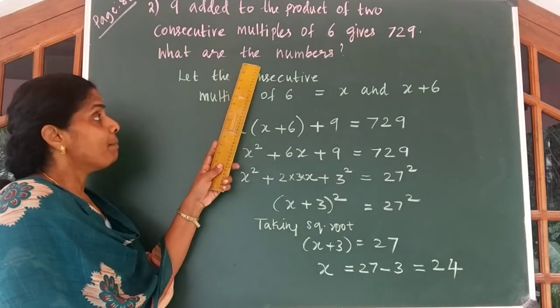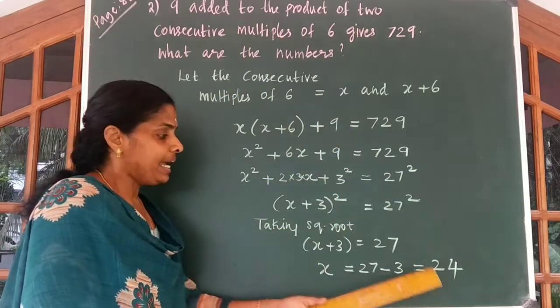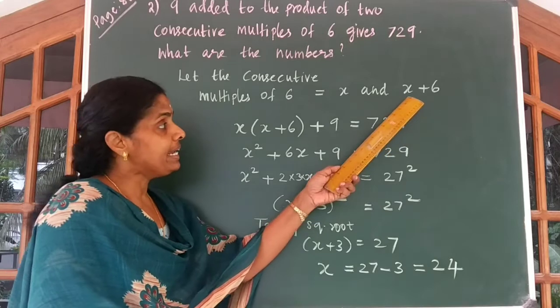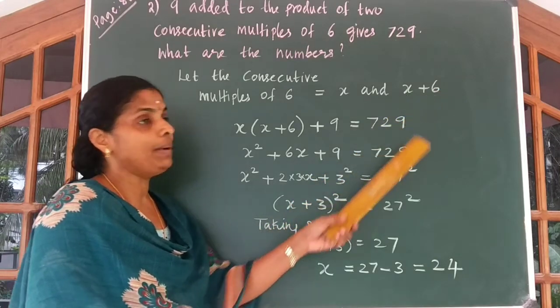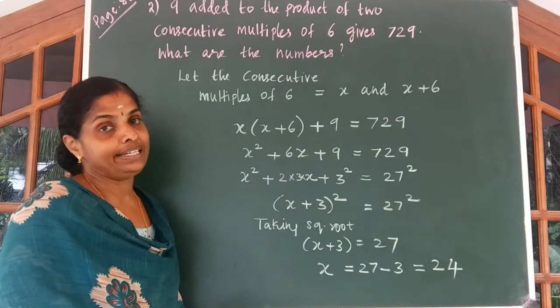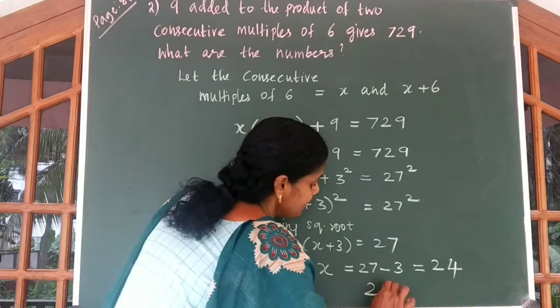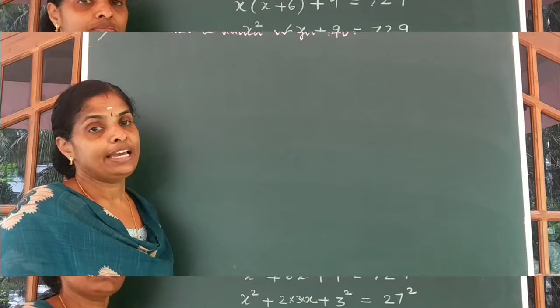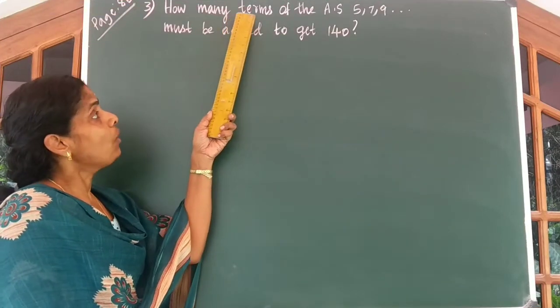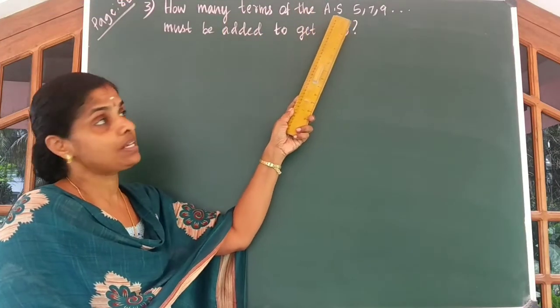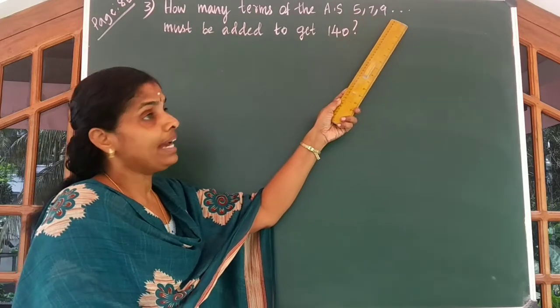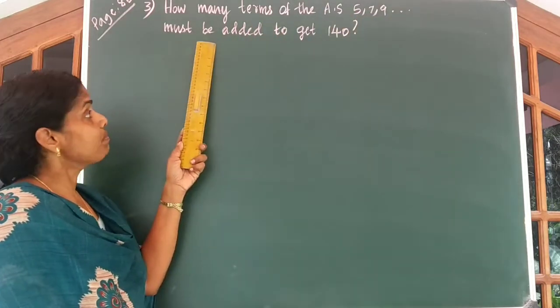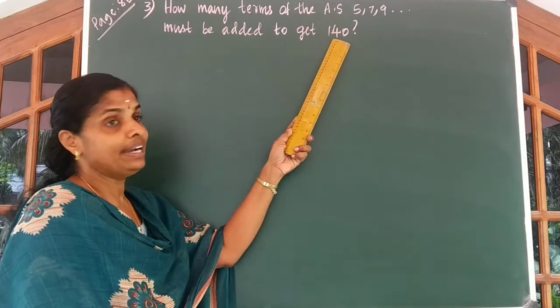So the numbers are x. X is 24 and the next number is 24 plus 6, which gives you 30. So the numbers are 24, 30. Look at the third question. How many terms of the arithmetic sequence 5, 7, 9, etc. must be added to get 140?